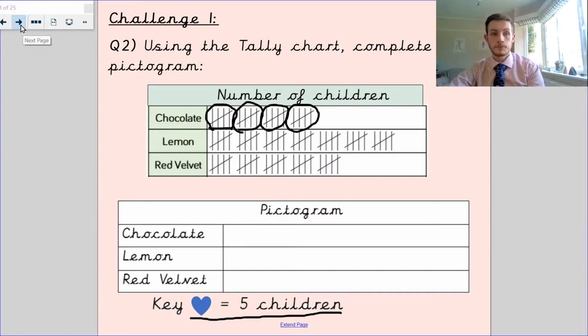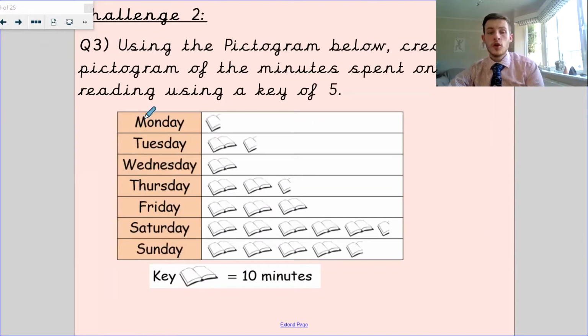Right, next one. Challenge 2. You've got a pictogram below here. Now, the current pictogram shows reading as each book is worth 10 minutes. I want you to draw a pictogram now. You're going to need to make it quite big because you're going to need to work out how much they've read. So if you look at Monday, that's half a book. So what's half of 10? That's 5. What's Tuesday? You've got 10 and then a 5, so that's going to be 15.